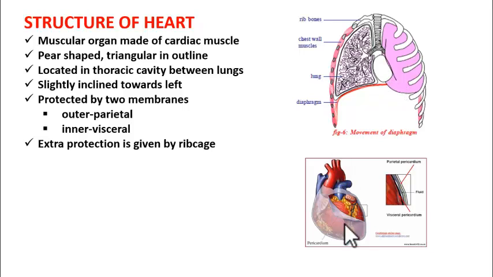Now, heart is protected by two membranes, two coverings over it, and those membranes are the outer membrane. See here, the outer membrane is what? Parietal membrane, and inner membrane is called as visceral membrane. We call them as pericardial membranes because they are surrounding the heart. That's why they are called as pericardial membranes.